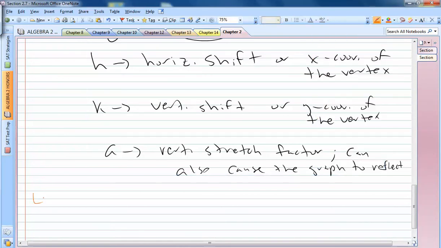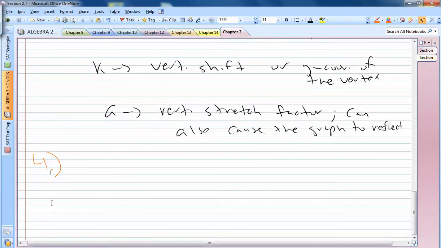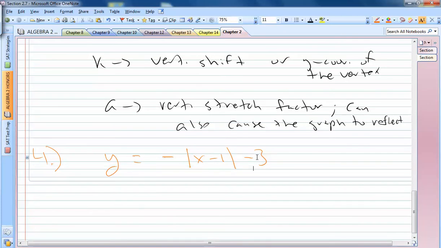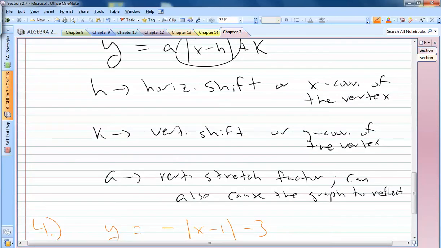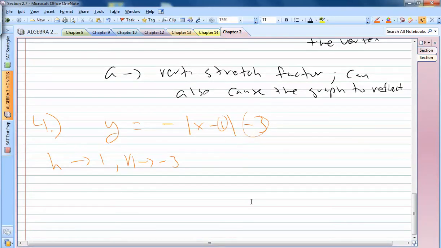So this is our fourth graph for today. Our fourth graph for today will be the following. Y equals, say we got negative absolute value of x minus 1, minus 3. So without making a table, I know that h is 1 and k is negative 3 because I'm simply comparing it to the general standard equation. What's in place of h here? X minus h, x minus 1, h has to be 1. What's on the outside? Minus 3, so k is negative 3. And of course a is negative 1.